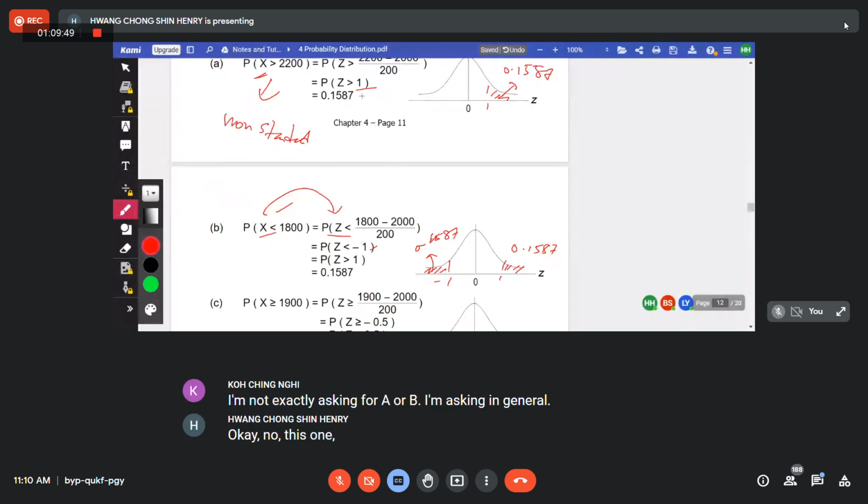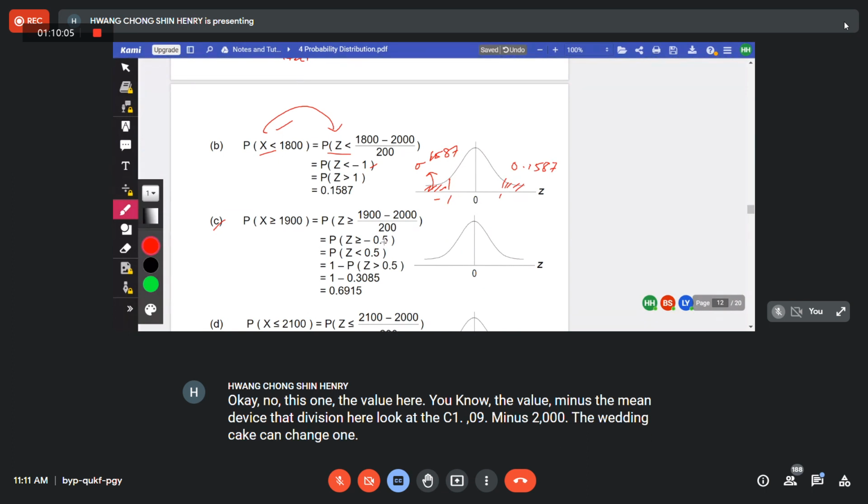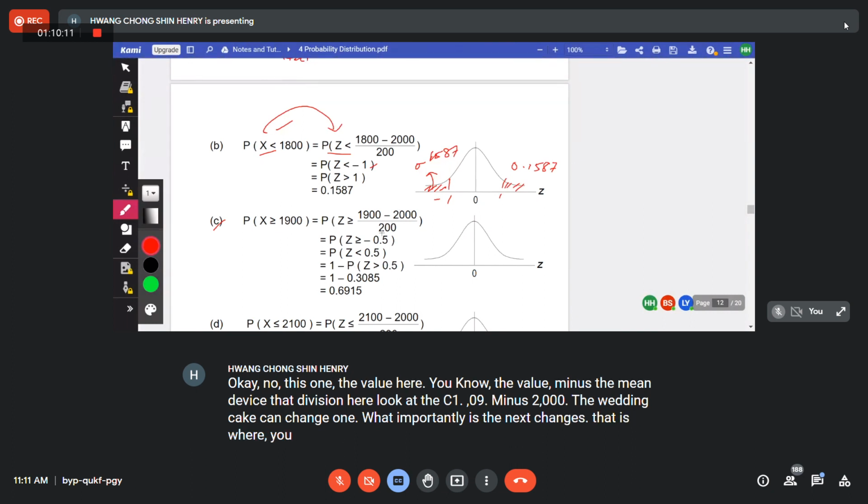No, this one, the value here, you have to calculate from here: the value minus the mean divided by standard deviation. You see or not? You see how you look at the C1, 1009 minus 2000 divided by 200. The value here can change. What is important is that the x must change to z standard. Then this value you calculate. Chingy, have I answered you?